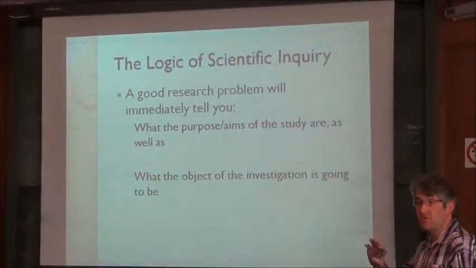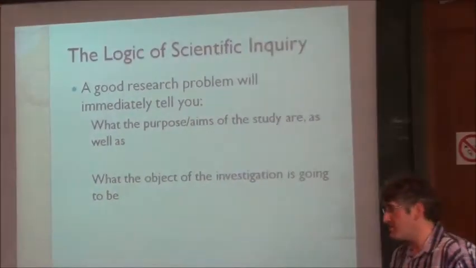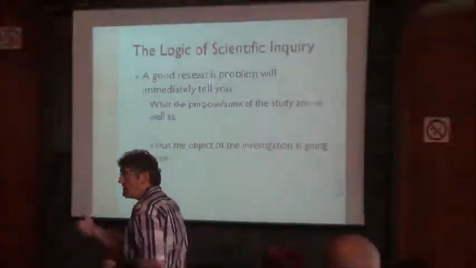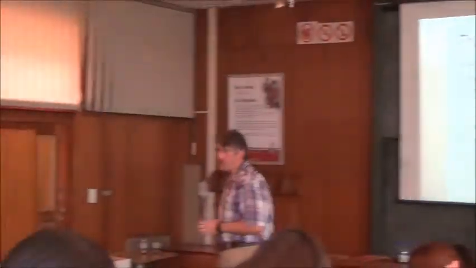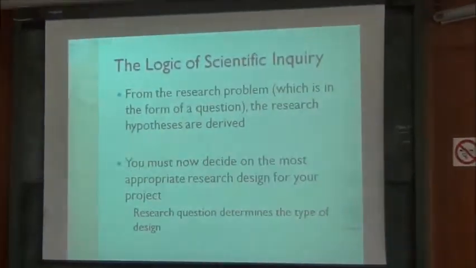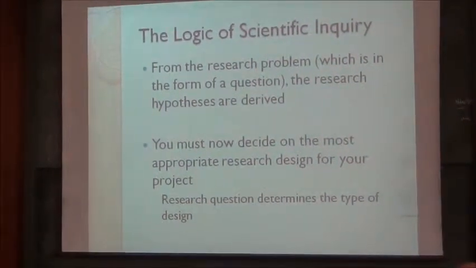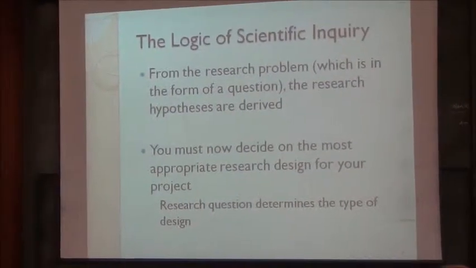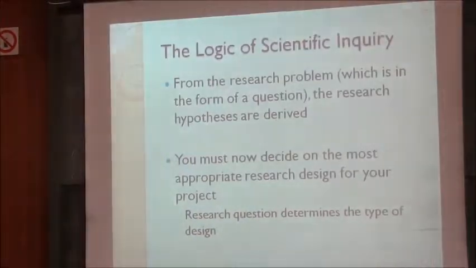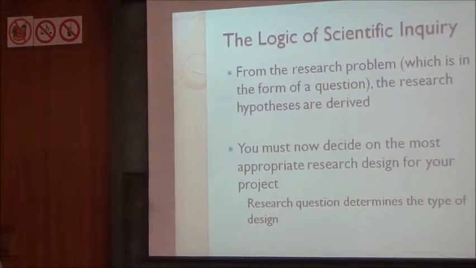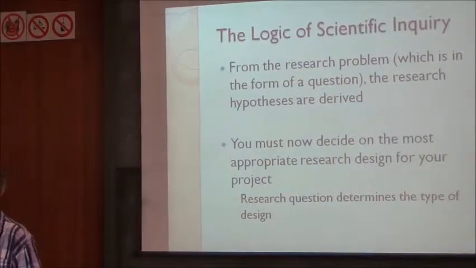Okay, so your research problem should be clear. When you read it, one should be able to say, well, okay, I've got some idea of the aim or the purpose of your study. To some extent, one can already figure out the variables that you're going to focus on, your dependent variable and independent variable. On the basis of your research problem, then derive your research hypotheses. Now you have to figure out, what will be the best way to answer this research question?